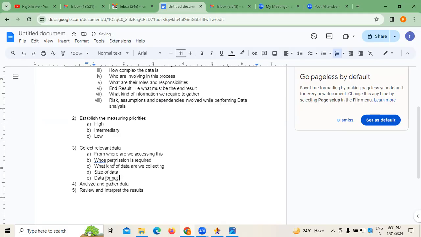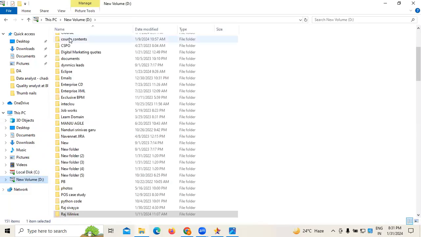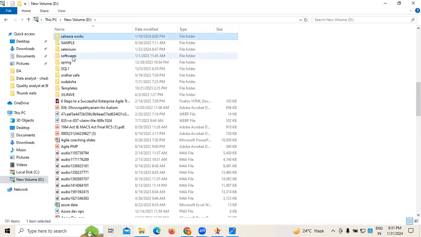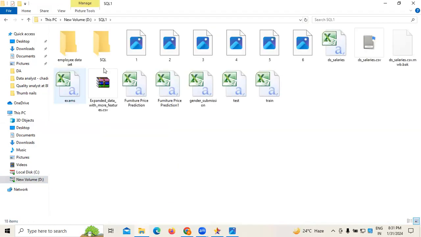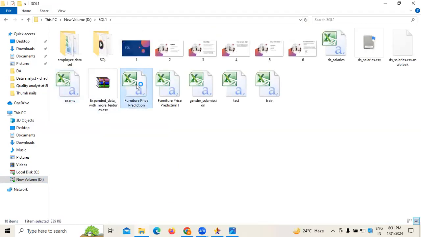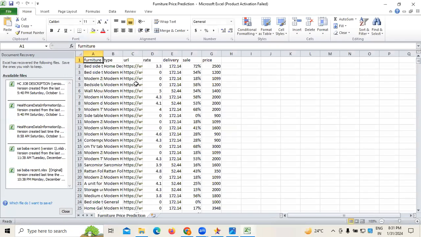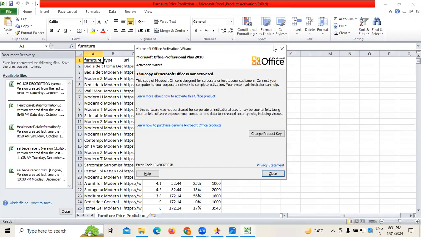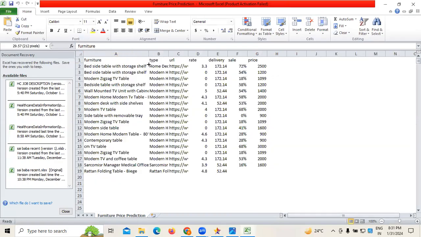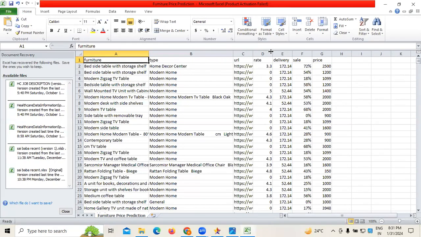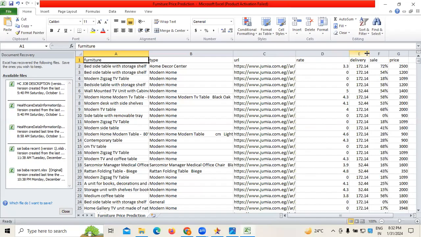In which format are we collecting the data? Normally, whenever we do data collection, it is usually based on Excel. I'll show you. There is a sample of Excel I have. For example, this is furniture price prediction data I have taken. So this is how the data is usually available, on an Excel sheet.